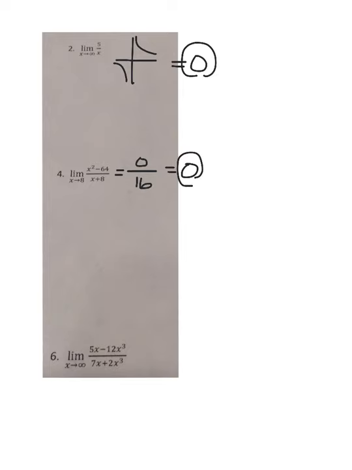Okay, let's look at 6. 6 is the limit as x approaches infinity. So when we have infinity and we have something like this, remember, we do end behavior, so we take the highest power in the numerator and the highest power in the denominator, and let's try to reduce that. And that ends up being -6.